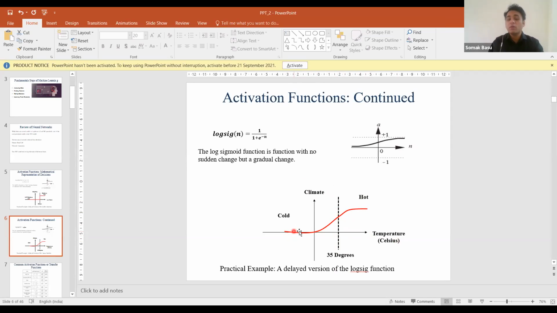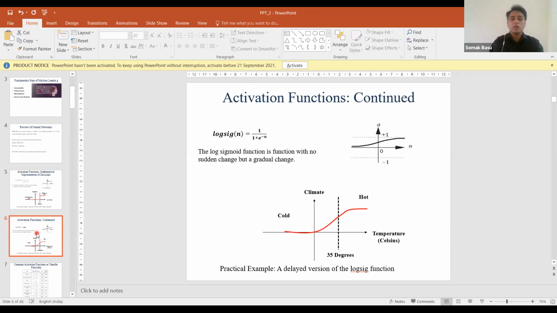Maybe cold is -1, -2, then 0, 1, 2, and gradually you'll move from cold to cool, then maybe warm, and then hot. So there cannot be a sudden change, but the change will be gradual. If you need to take this kind of decision, the mathematical function that you need to adopt is the log sigmoid function, or the logsig function. The logsig function is defined as logsig of n equals 1 by 1 plus e to the power minus n.